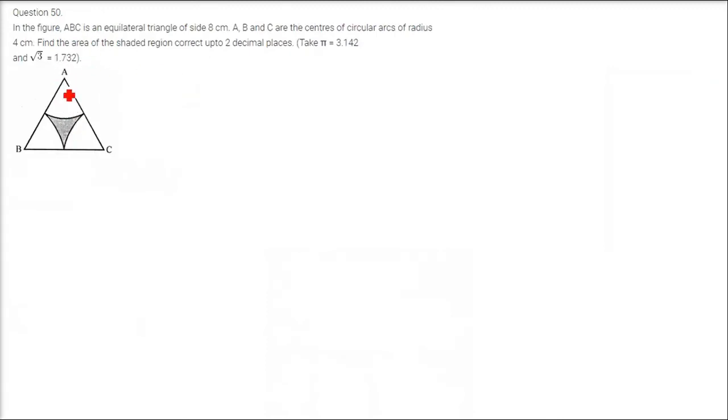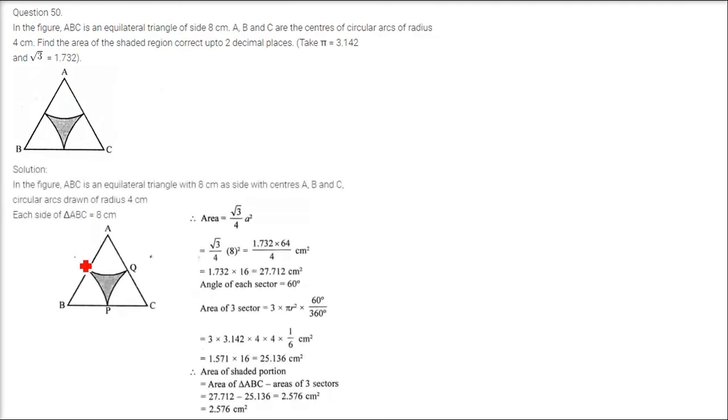In this figure, ABC is an equilateral triangle. The side is given as 8 centimeters. A, B, C are the centers of circular arcs of radius 4 centimeters. So all are 4, like this. Find the area of the shaded region correct up to 2 decimals.